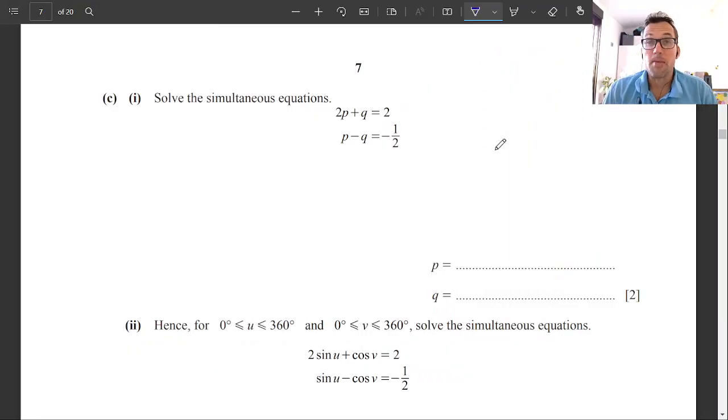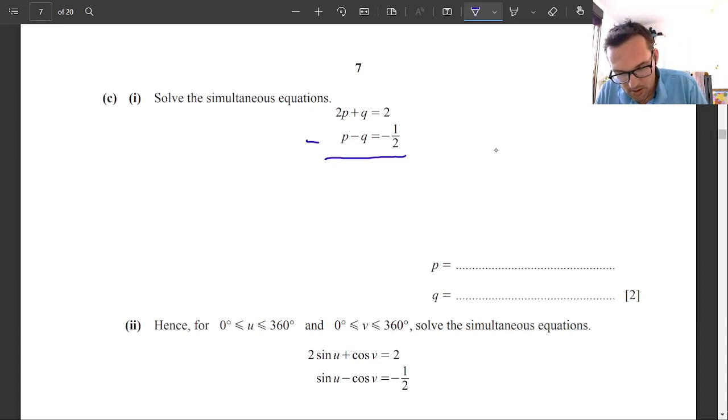Question 3c part 1. Simultaneous equations, and they've lined up everything for us already. We've got the p and the p, the q and the q, the equal signs, everything is lined up perfectly for the elimination method. So it means we need to add or subtract these together. What we're going to eliminate there is the q, because the coefficient in front of that is the same.